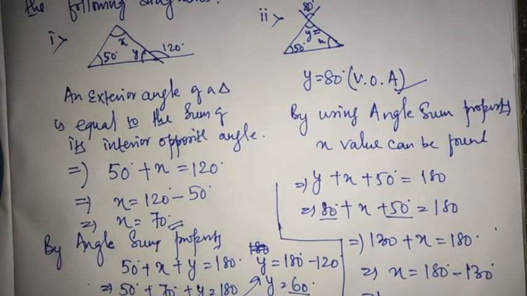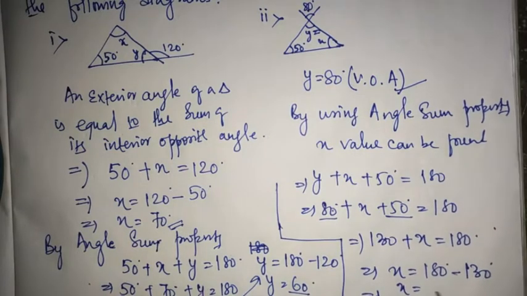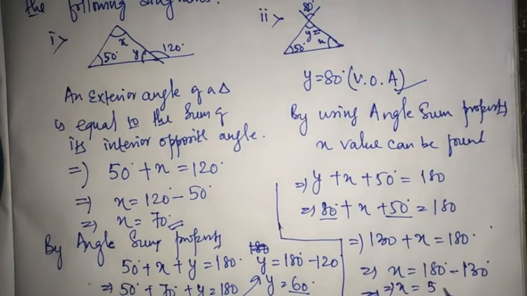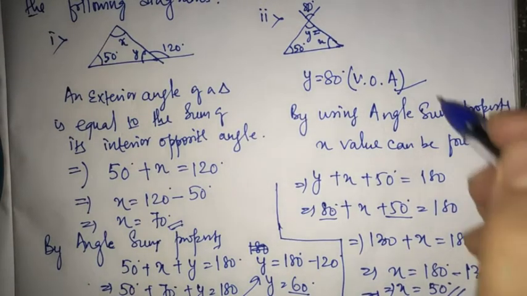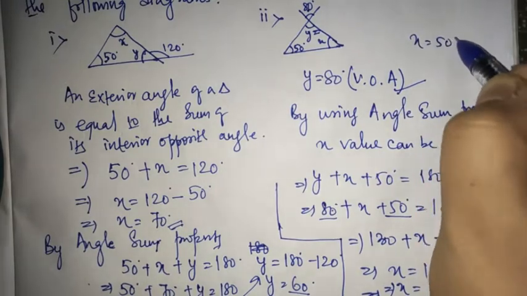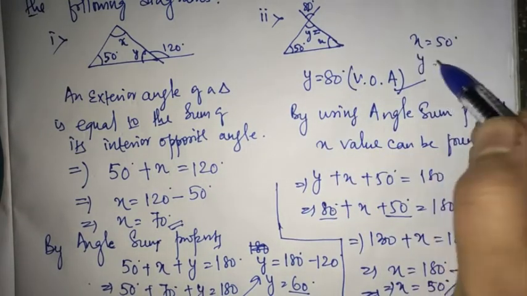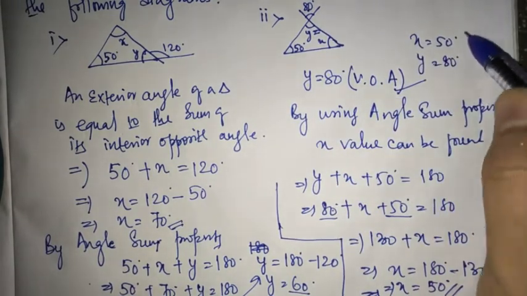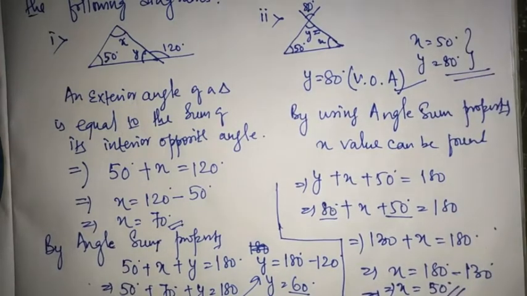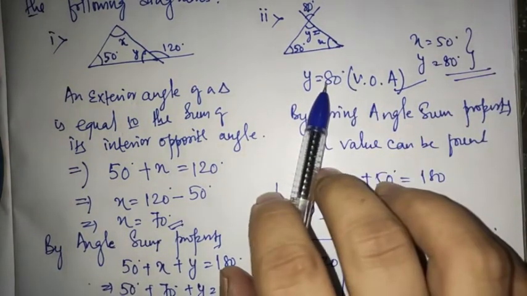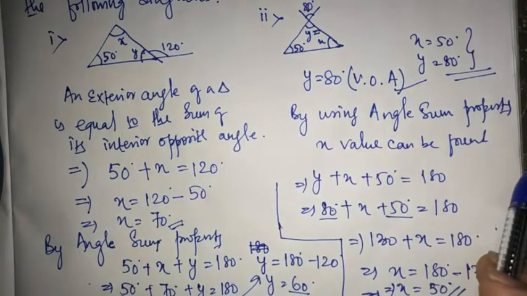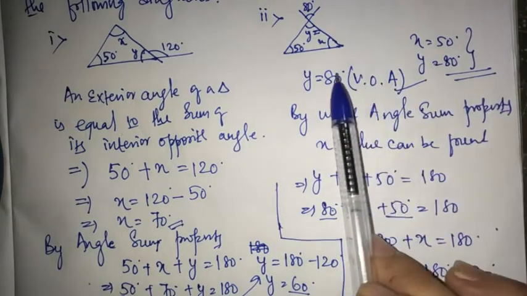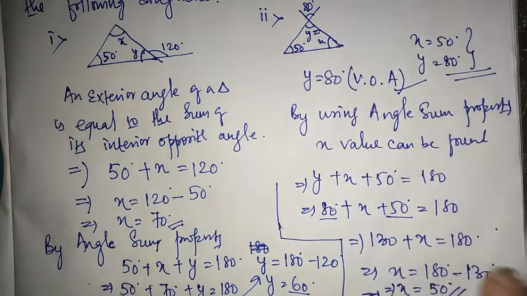So when you calculate this, or when you find the difference, subtract it, you are going to get 50 degrees, right? So you got the value of x, x value is 50 degrees here, and your y value is what? 80 degrees. All right, I hope you have understood there. So here we didn't use the exterior angle property, we used the vertically opposite angle property, which I have already discussed in the previous class, and using this angle sum property we found the value of x also.